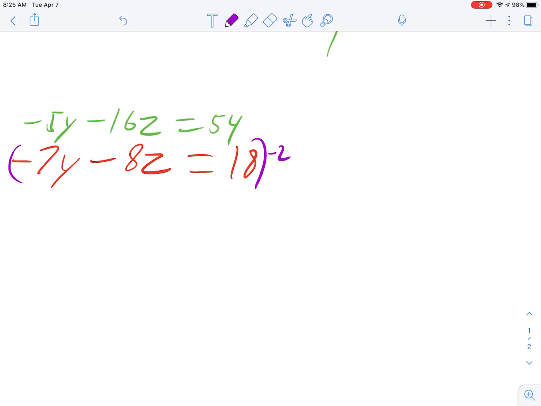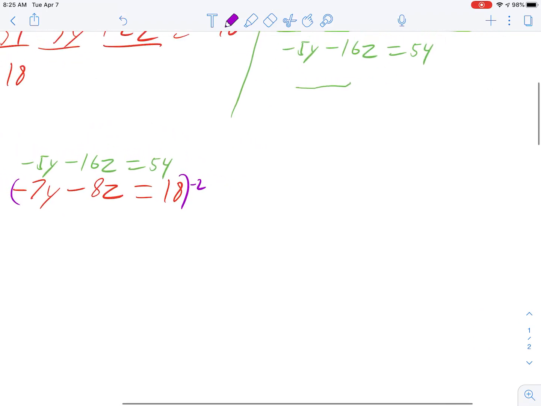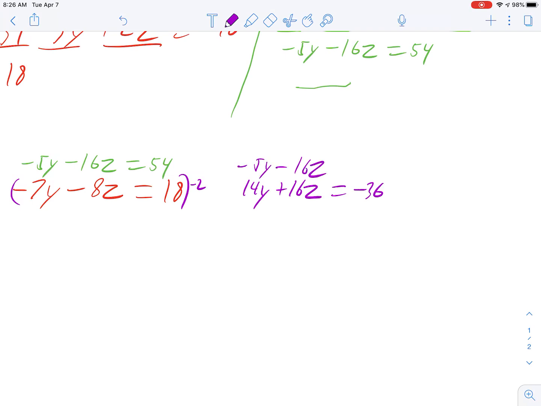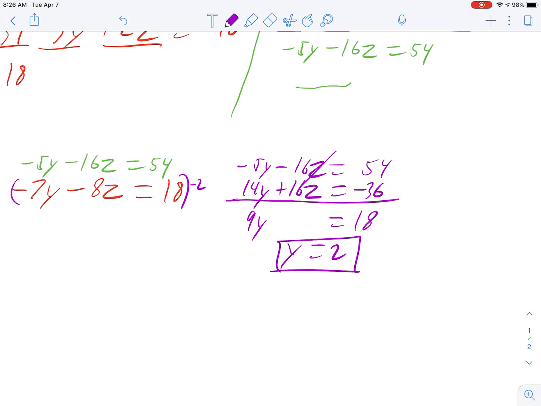So that equation is going to become positive 14y plus 16z, is equal to negative 36. The top equation I'm going to rewrite. And I'm going to go ahead and add those together. So negative 5 plus 14, that's a 9y. The z's cancel, that was the whole point. And then that adds up to 18. Dividing by 9, we get that y is equal to 2.